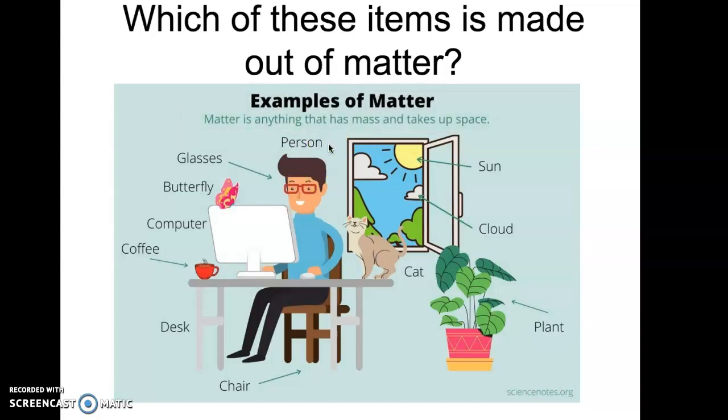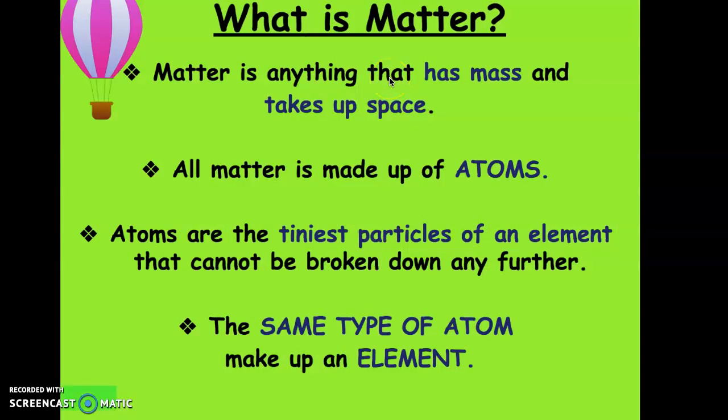Just a reminder, matter is anything that has mass and takes up space. So everything you see and interact with is in fact matter. Again, matter is anything that has mass and takes up space. All matter is made up of atoms. We call atoms the building blocks of matter because we use the atoms to make up all matter.